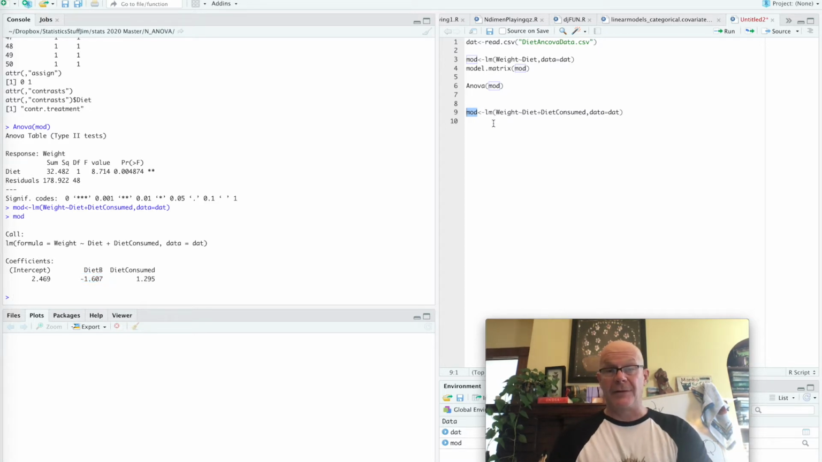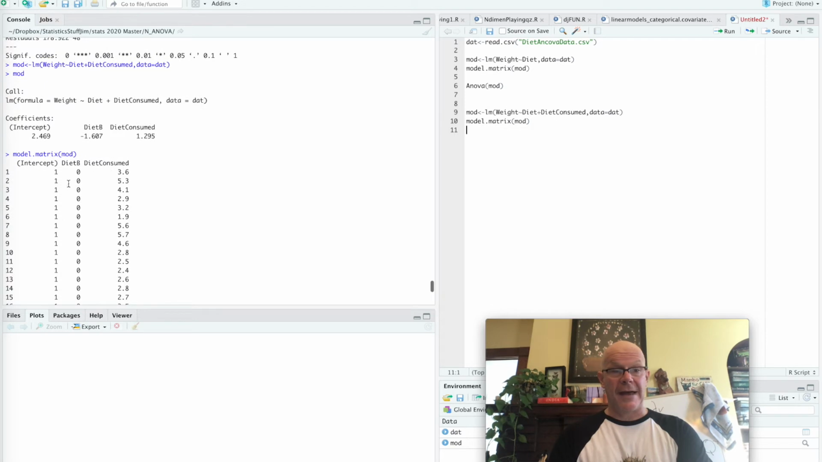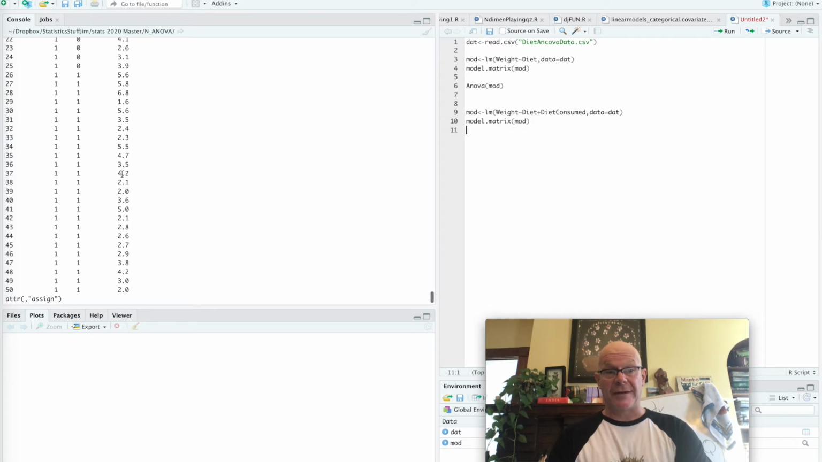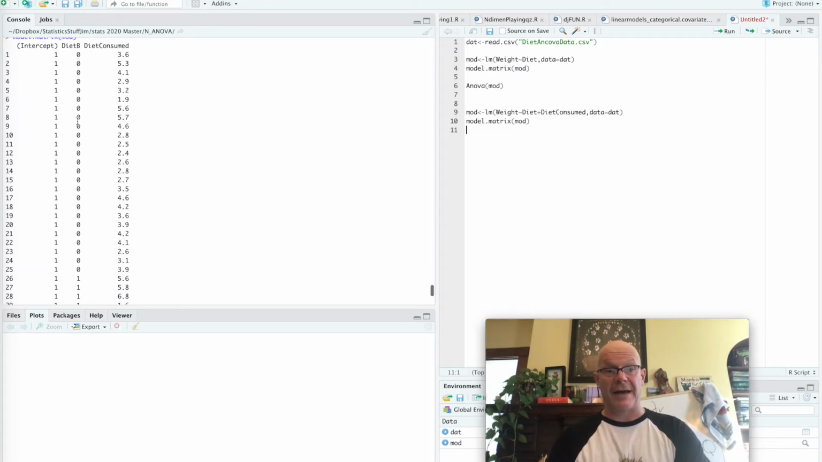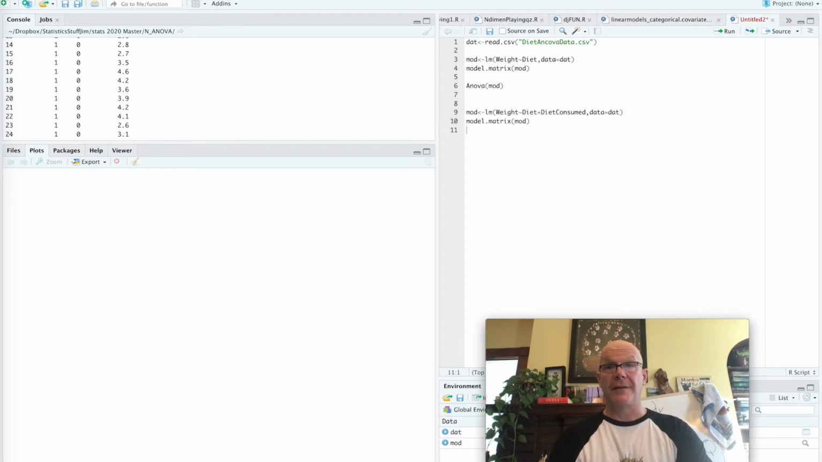And again, if we looked at the model matrix of this new model, you can see again, everybody starts with an intercept. Everybody has diet consumed, so everybody's going to be included in diet consumed. And then we have our toggle on-off switches with our dummy coding for whether or not you're on diet A or whether or not you're on diet B. And so let's go ahead and take a look at what we've done up to this point.